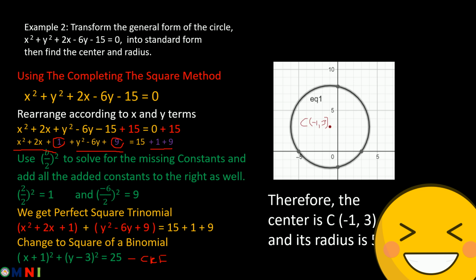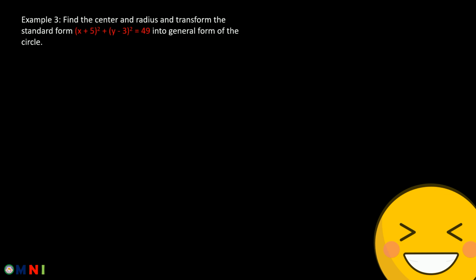So let's proceed to the other example. For the third question, find the center and radius, and then transform the standard form into general form of the circle. So given a standard form, we will change it to general form. The first step here is to identify the center, because we can immediately find the center here. We have negative 5. Since it's plus 5, it's negative 5, because it's x minus negative 5. And then y minus 3, so it's automatic that 3 is the k. And then the radius is the square root of 49, which is 7.